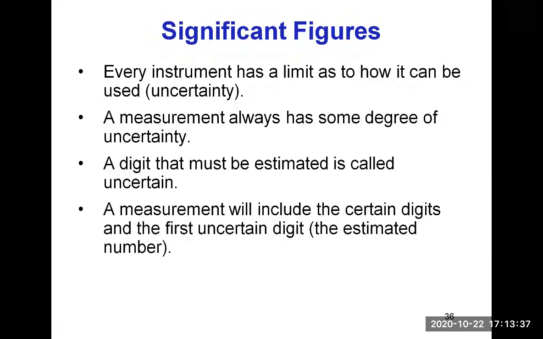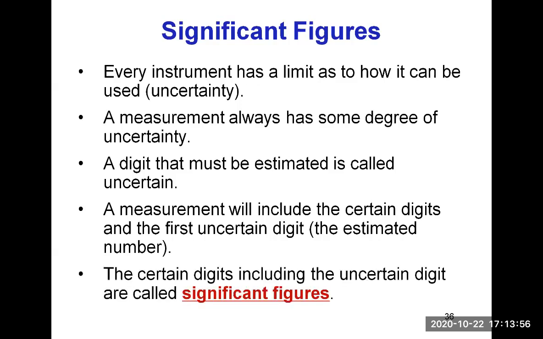And so a measurement will include the certain digits and the first uncertain digit, the estimated number. So it's all the certain digits, and there is only one uncertain digit, and it's the last one to the right of the measurement, to the right of the number. And so the certain digits, including the uncertain digit, are called significant figures. So altogether, all the digits, the ones that are certain plus the estimated one to the right of the number, are called significant figures. And significant figures are a way to show the uncertainty of a measurement.